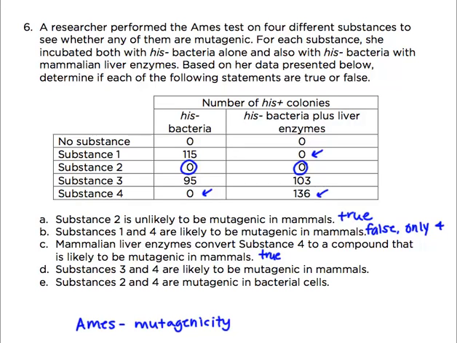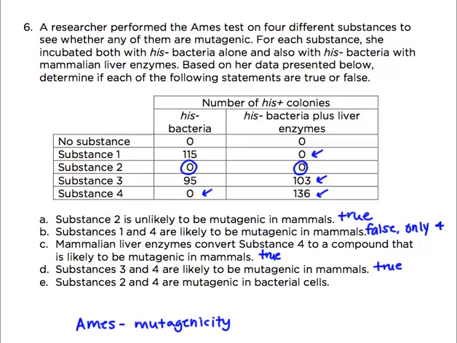Okay, statement D. Substances 3 and 4 are likely to be mutagenic in mammals. So if we see 3 and 4, again, we're looking at the liver enzyme column, and we see that they both produce a decent amount of revertants. So this is true. They're both likely to be mutagenic in mammals.